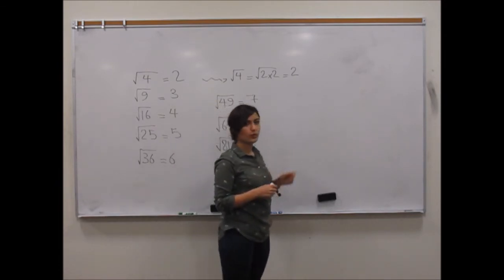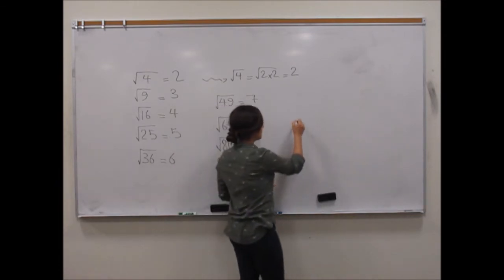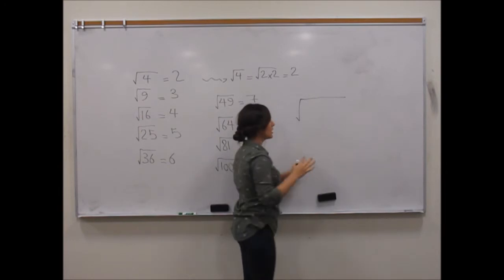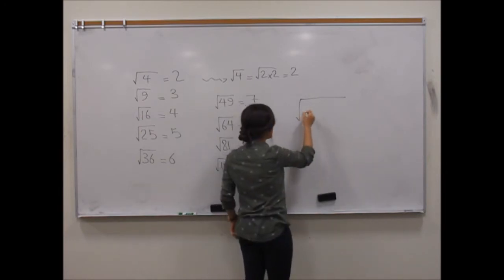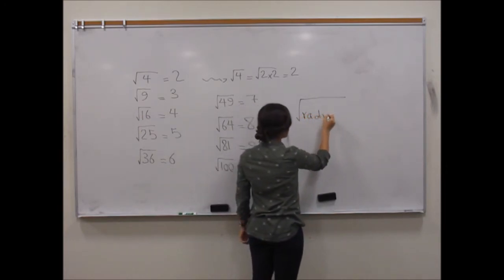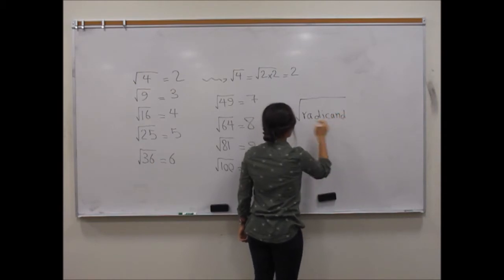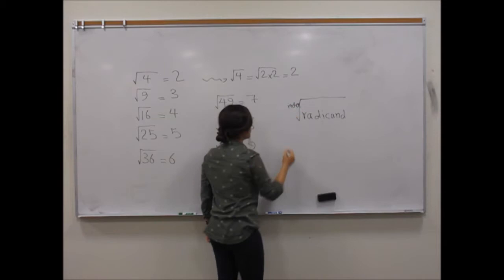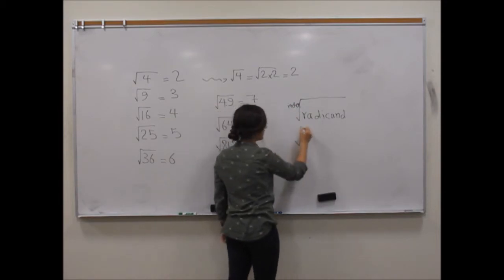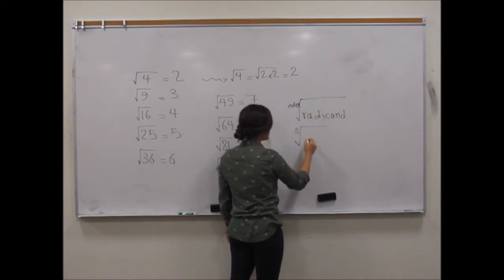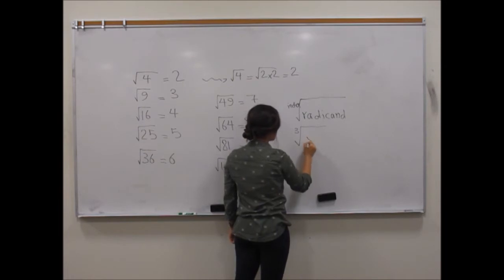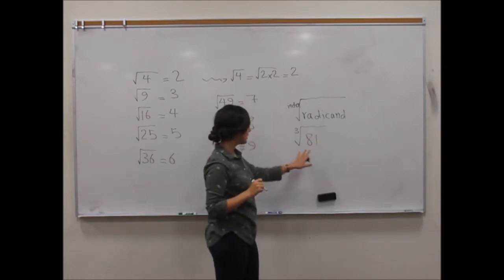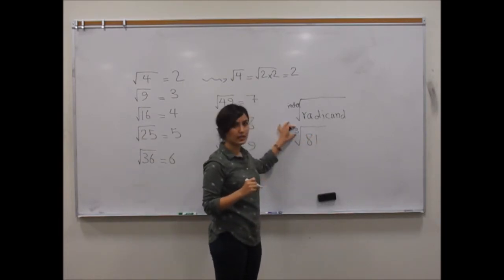And there are also 2 points that I want to point out here. The number that is under the radical sign, we call it radicand. And the number that goes here, we call it index. So for example, if I have, let's say, 81 here and 3 here, 81 is the radicand and 3 is the index.